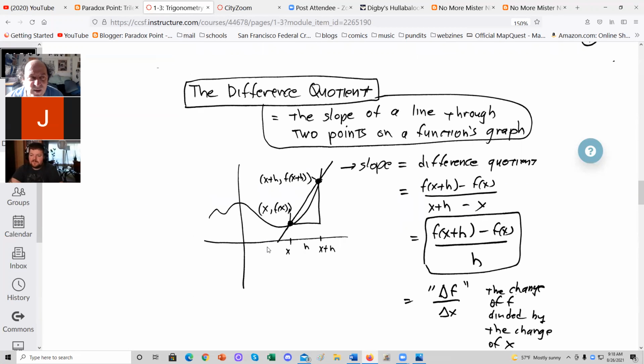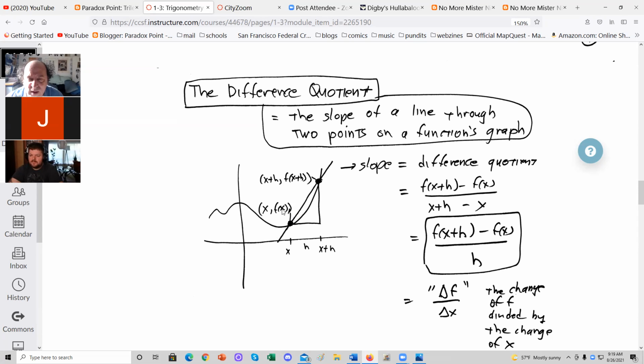And here's a fun thing you'll be seeing later on when we get to calculus, something called the difference quotient, also known as Newton's ratio. It's the slope of a line through 2 points on the function's graph. Here's a point x by f of x, and you move over h to here, x plus h. So here's x plus h by f of x plus h. The slope of this line is the difference quotient, Newton's ratio.